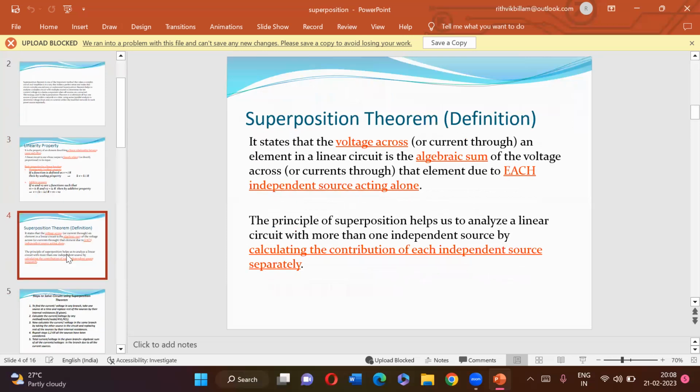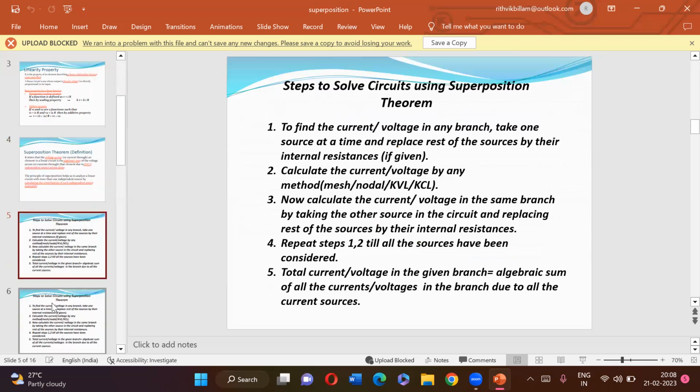Now coming to the definition of the superposition theorem, it states that the voltage across or the current through an element in a linear circuit is the algebraic sum of the voltage across or the current through that element due to each independent source acting alone. The principle of superposition helps us analyze a linear circuit with one or more independent sources for calculating unknown values of voltage or current flowing in the circuit, where at a time one independent source has to be activated.